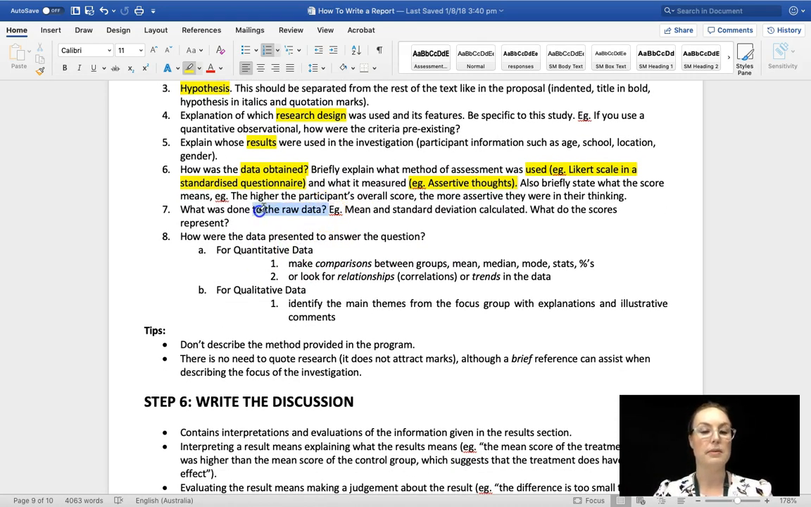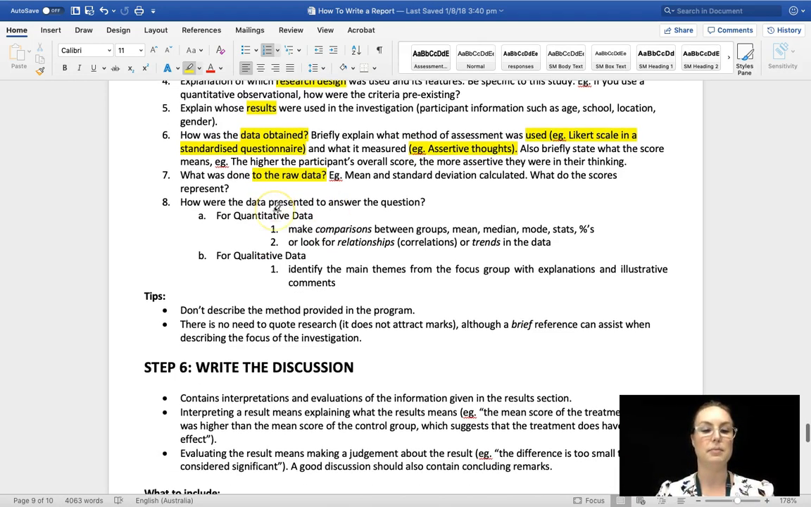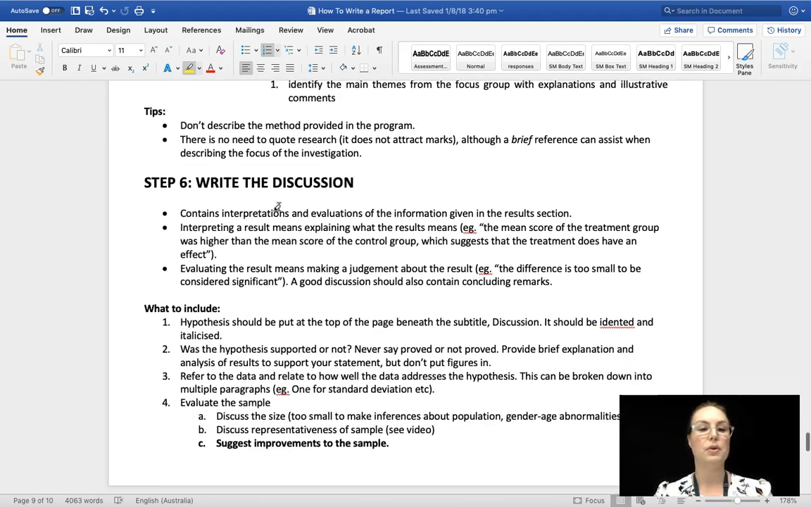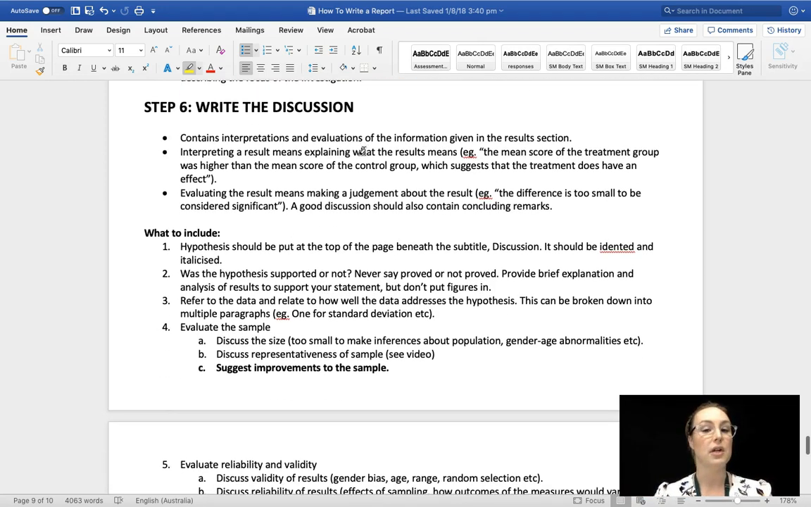And then what was done to the raw data, and then how were the data going to be presented? It's really important here not to describe the method, and there's no need to quote research from the background information, but sometimes it can just be a little bit helpful to talk about what the focus of the investigation is. So that's the introduction.